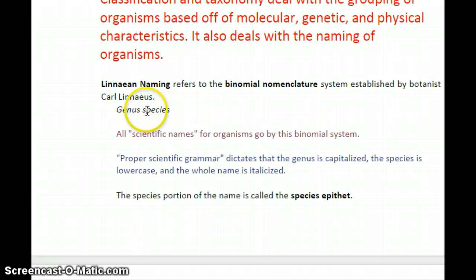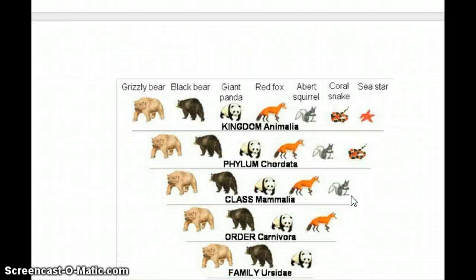And just another little tidbit of information, the species part of the name is known as the species epithet. So the species epithet refers to just the species part of the name. So if we continue here, I'll show you kind of an example.